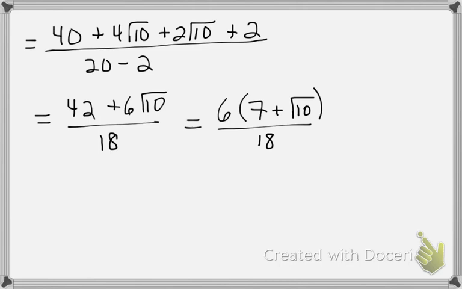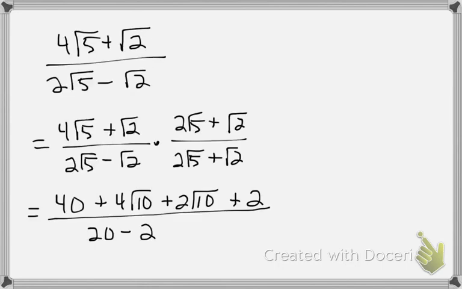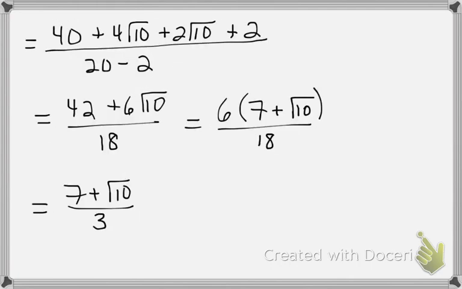Because if you're going to cancel, you must factor first, right? It's one of the things we learned on our last test. We can reduce the 6 and the 18, so we get 7 plus square root of 10 over 3. So, 4 square root of 5 plus square root of 2 over 2 square root of 5 minus square root of 2. That's all the same thing as 7 plus square root of 10 over 3. But that last one has a rational denominator.